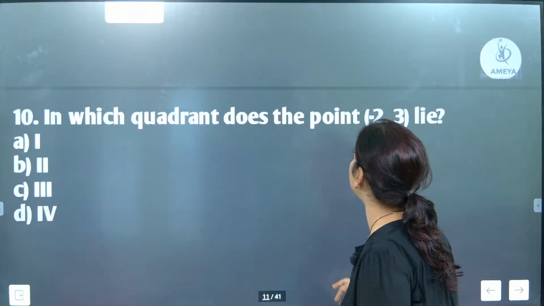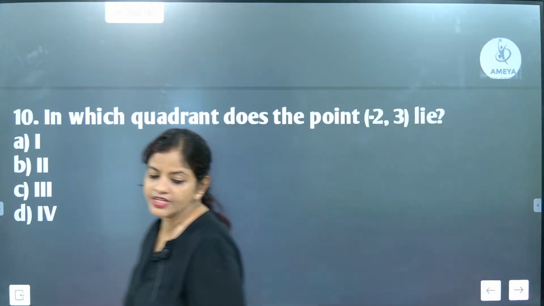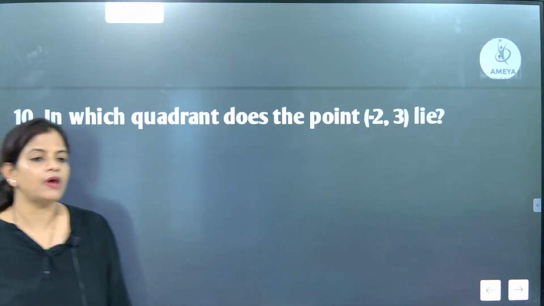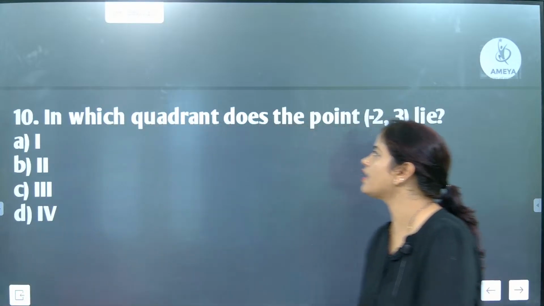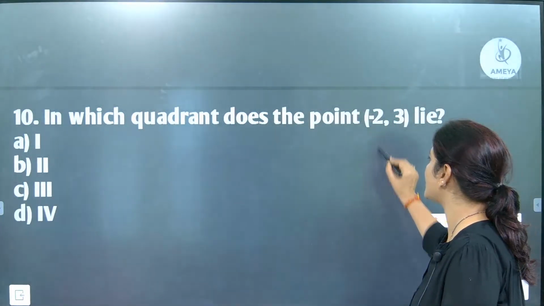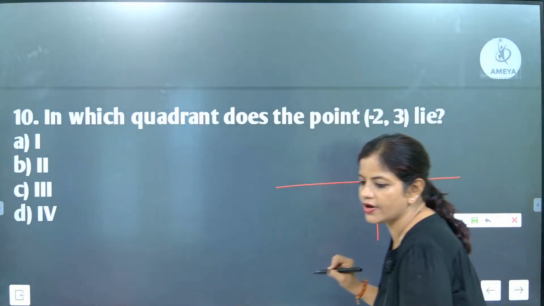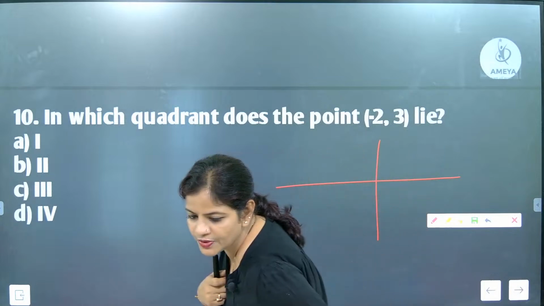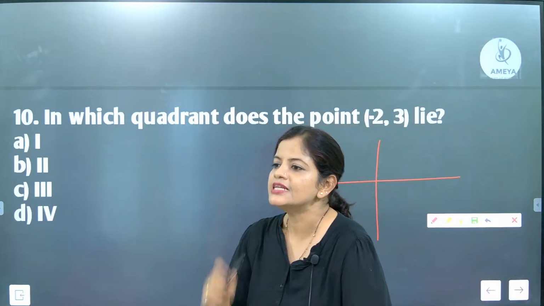In which quadrant does the point -2, 3 lie? Can you say which quadrant? Second quadrant. Because we know that in the second quadrant... Now listen, the answer is B. Hiralal, absolutely correct, beta. It is coming as the second quadrant.